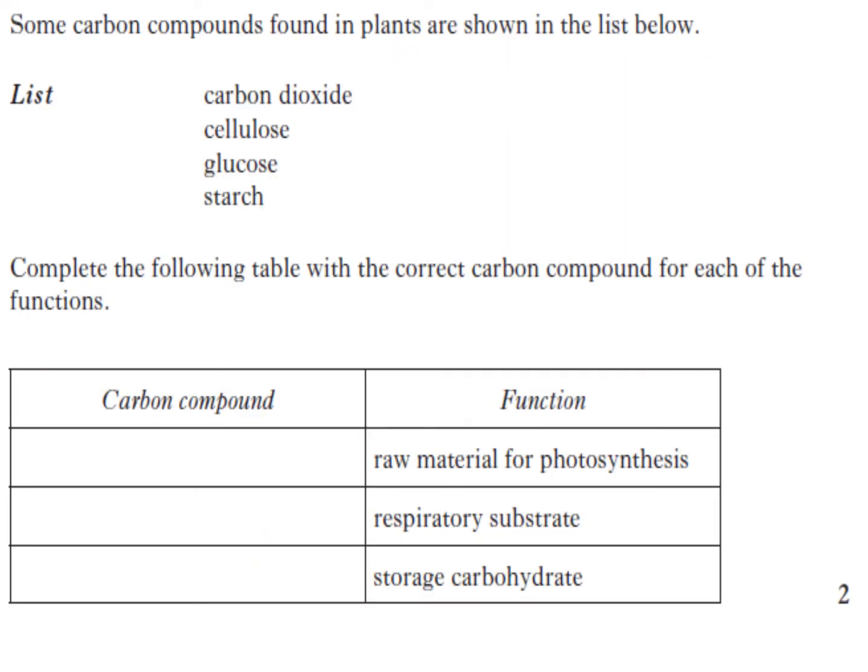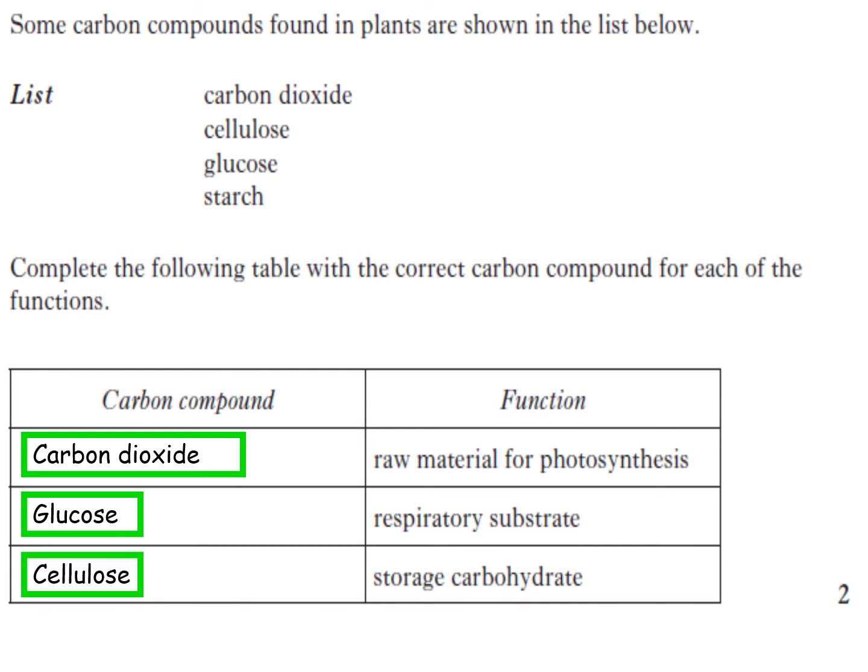Okay folks, you have to select from the words in the bank and bring them down in terms of the carbon compound that matches the function. So what's a raw material for photosynthesis? What do we need for photosynthesis? So that would be carbon dioxide, and a respiratory substrate would be glucose. We talked about this. What is used, what's broken down in respiration, and cellulose is a storage carbohydrate.